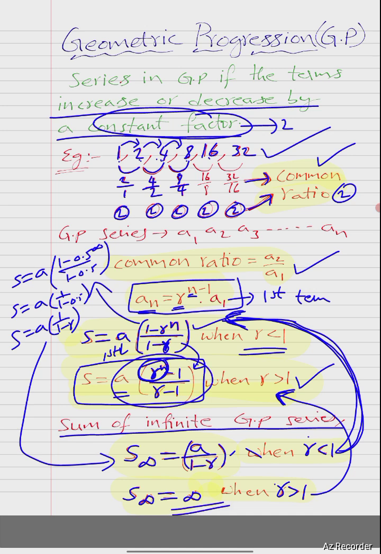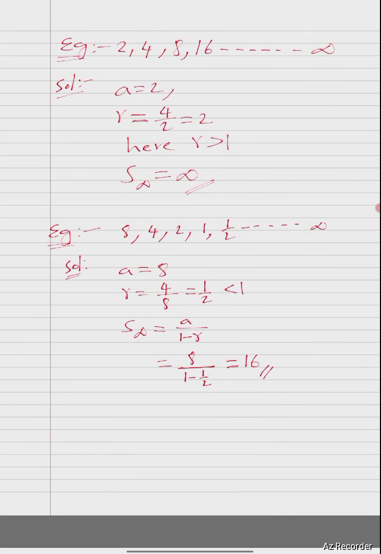If r is greater than 1, the common ratio is greater than 1, then the sum of infinite terms is also infinity. If r is less than 1, you make use of this formula. To understand this, we use one example. Here we are given a series of infinite terms. The common ratio between the first two terms is 4 upon 2, which is 2. Again 8 and 4, 8 upon 4 is again 2. 16 and 8, 16 upon 8 is 2.